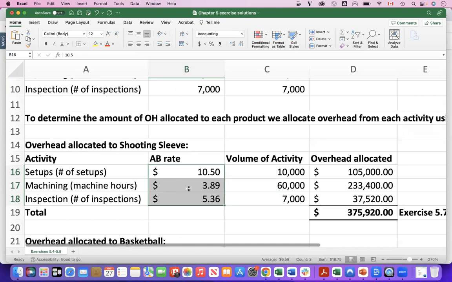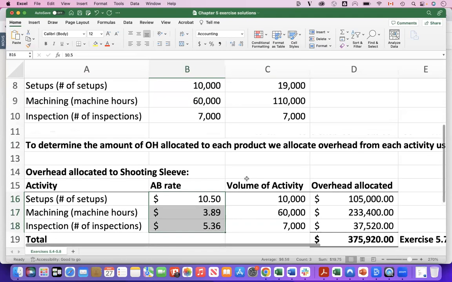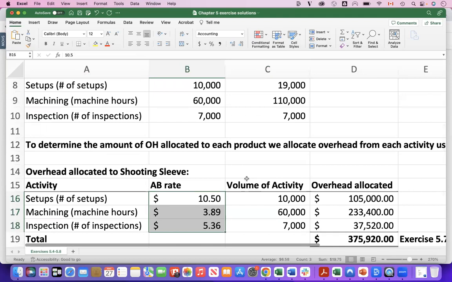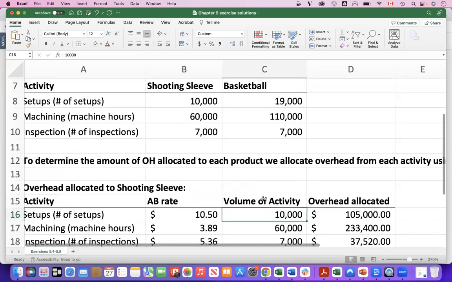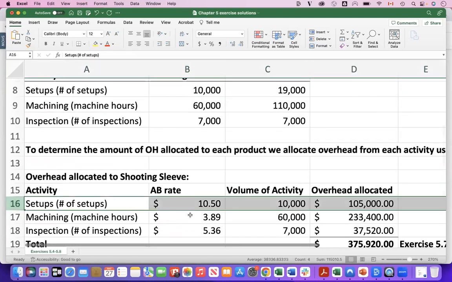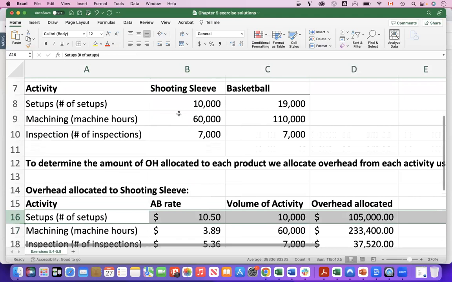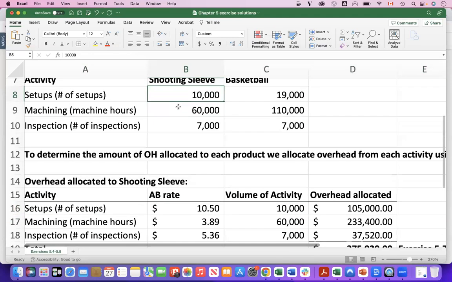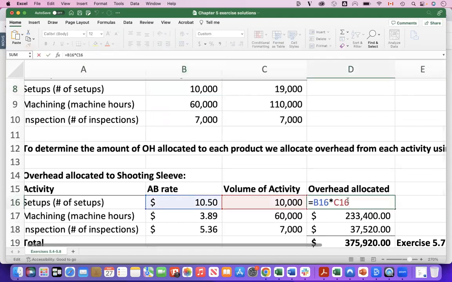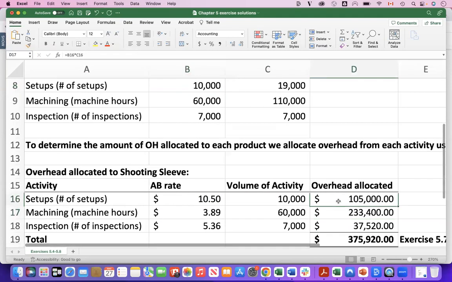We use those rates. And what we do to figure out how much overhead we're going to allocate from each activity to the shooting sleeve, we take the activity-based rate and we multiply by the volume of the activity that product incurs. So for setups, we calculated a rate of $10.50 per setup. Now we need to multiply by the number of setups the shooting sleeve utilized, which was 10,000. We multiply the two, we get an overhead allocation from setups of $105,000 to the shooting sleeve.